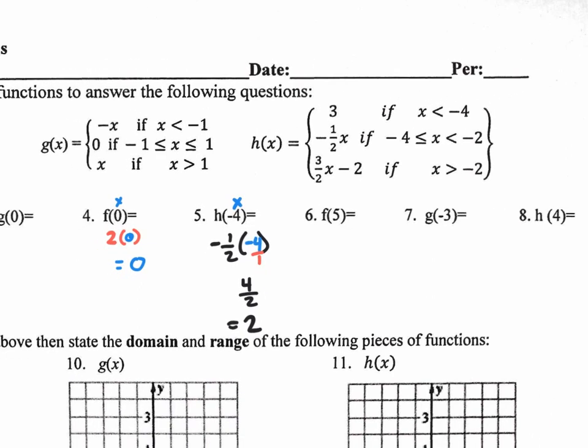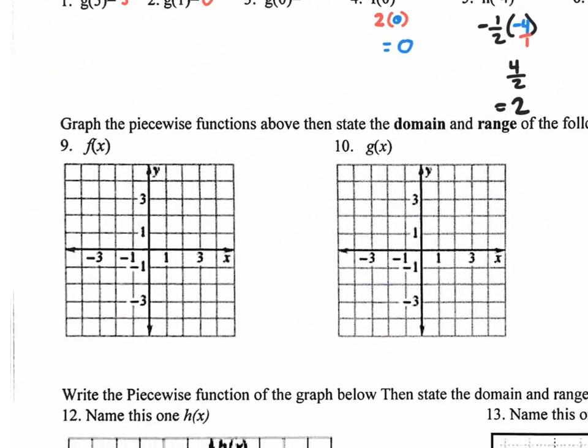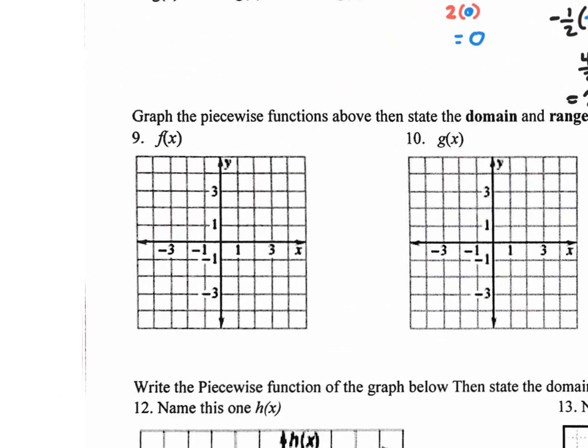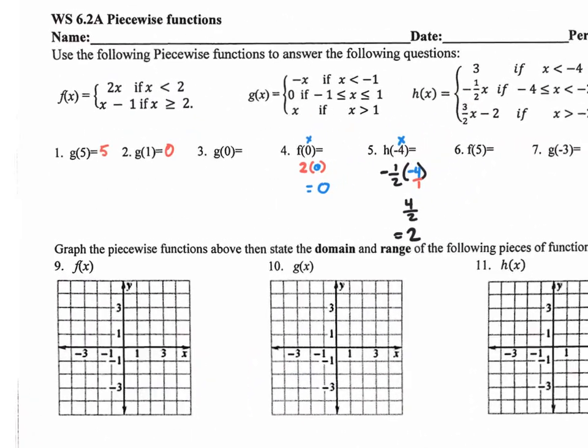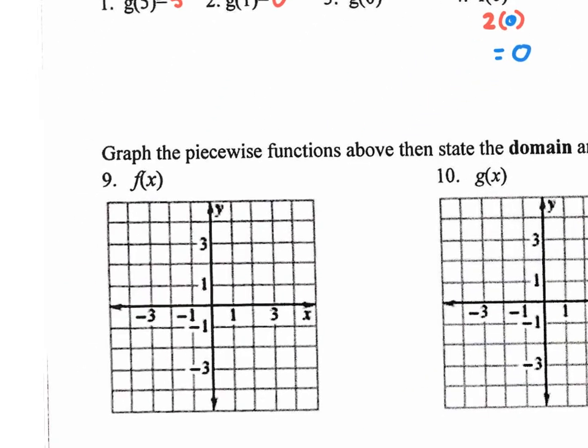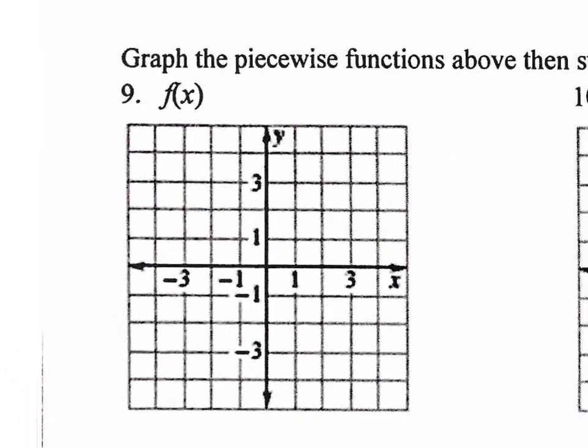Do we get this? All right. So we're going to just jump to the next section, graphing piecewise functions. They want us to graph the f of x, which is this one up here, the g of x, which is this one up here, and the h of x, which is this one up here. So let's begin with the f of x function.